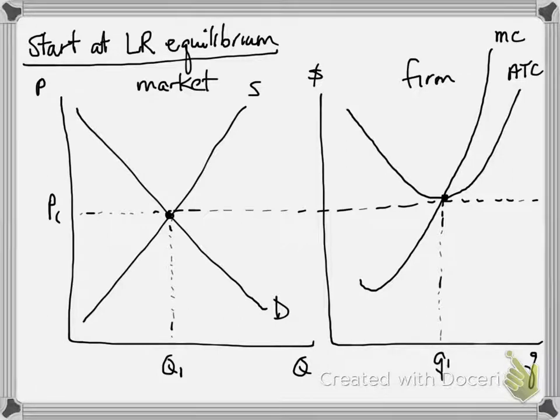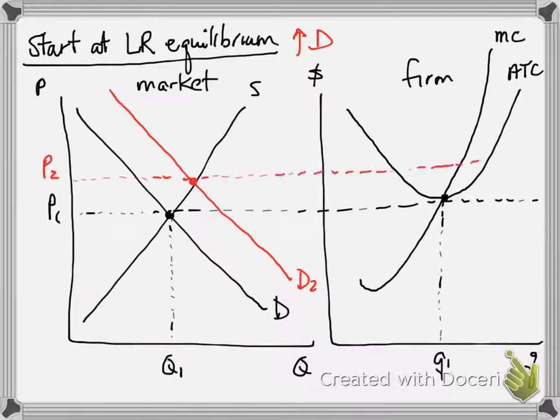And then on the right hand side we see the representative firm with the little q1 as the long run equilibrium quantity being produced by each firm. That's the efficient scale, and they're operating at zero economic profit. Well, what if there was an increase in demand?